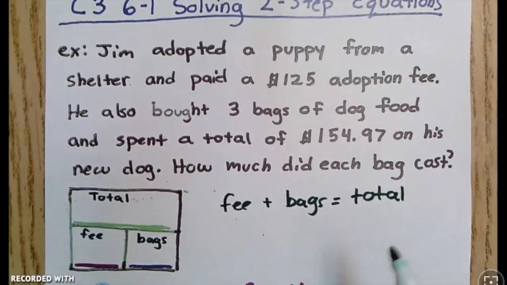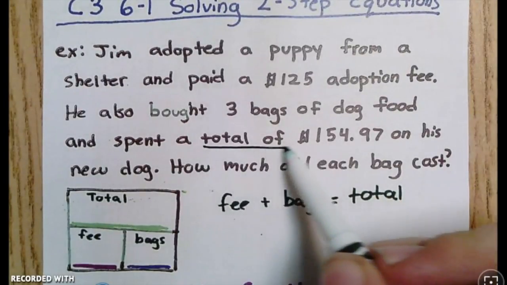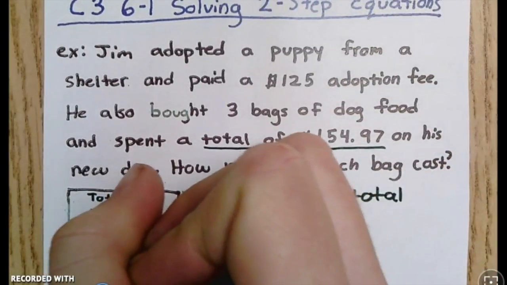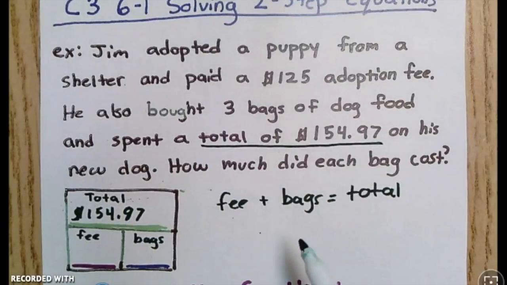Let's see what information is given to us in the problem. So first of all, I see right here this word total jumped right out at me. He spent a total of $154.97. So that's going to go up here. And then I know that he paid a fee of $125.